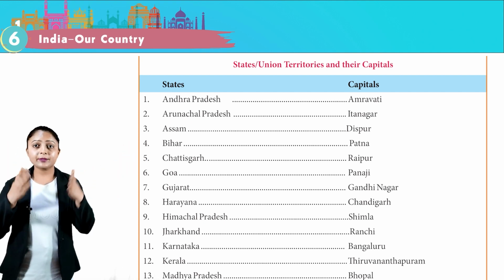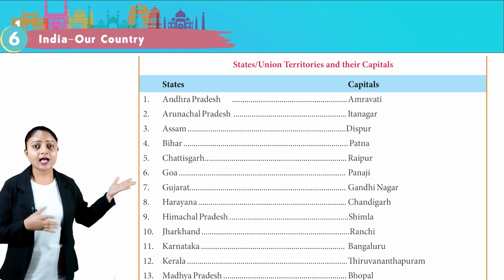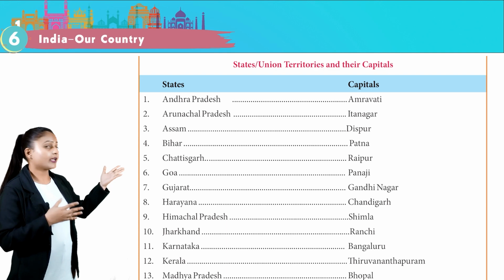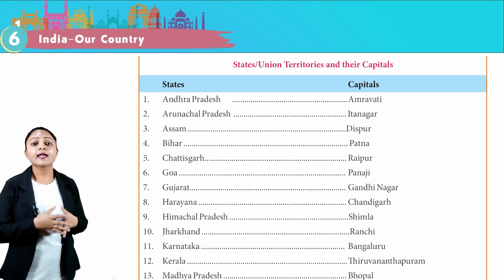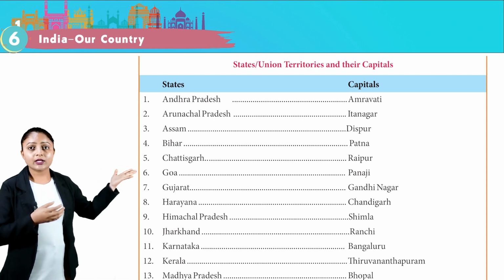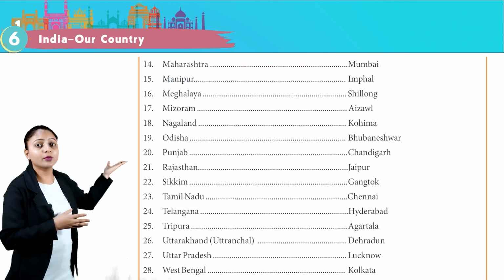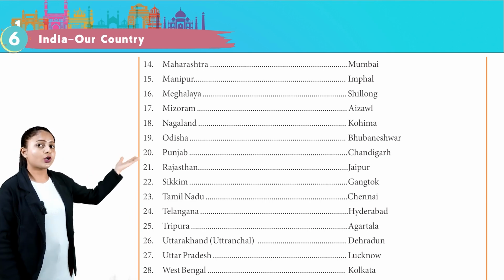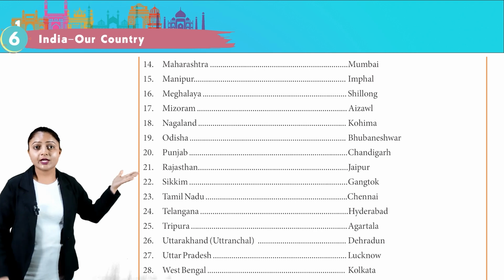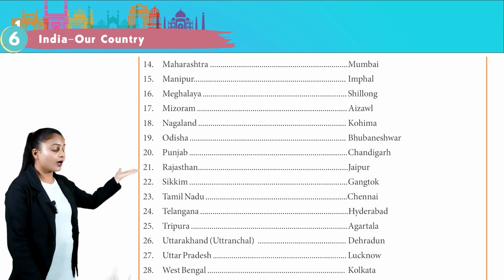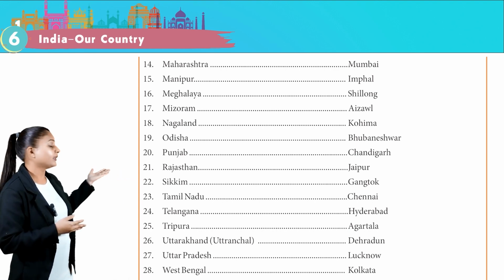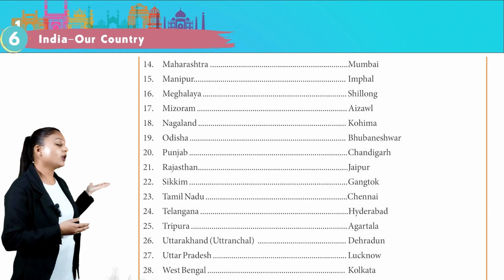States and capitals. Andhra Pradesh, Amravati; Arunachal Pradesh, Itanagar; Assam, Dispur; Bihar, Patna; Chhattisgarh, Raipur; Goa, Panaji; Gujarat, Gandhinagar; Haryana, Chandigarh; Himachal Pradesh, Shimla; Jharkhand, Ranchi; Karnataka, Bangalore; Kerala, Thiruvananthapuram; Madhya Pradesh, Bhopal; Maharashtra, Mumbai; Manipur, Imphal; Meghalaya, Shillong; Mizoram, Aizawl; Nagaland, Kohima; Odisha, Bhubaneswar; Punjab, Chandigarh; Rajasthan, Jaipur; Sikkim, Gangtok; Tamil Nadu, Chennai; Telangana, Hyderabad; Tripura, Agartala; Uttarakhand, Dehradun; Uttar Pradesh, Lucknow; West Bengal, Kolkata.